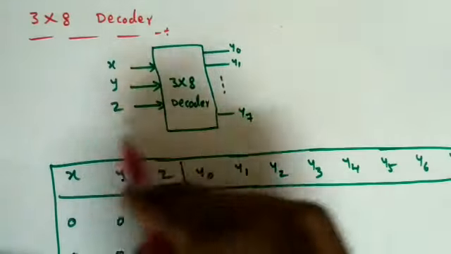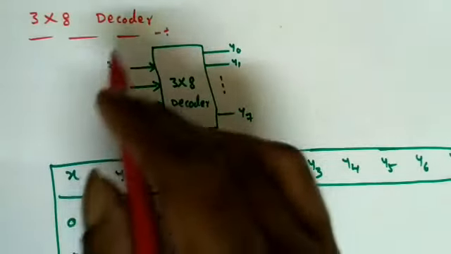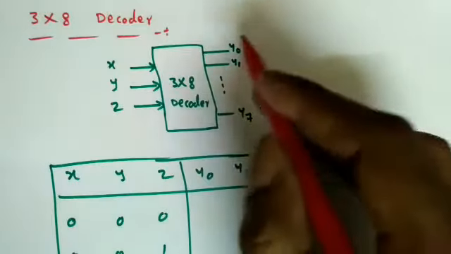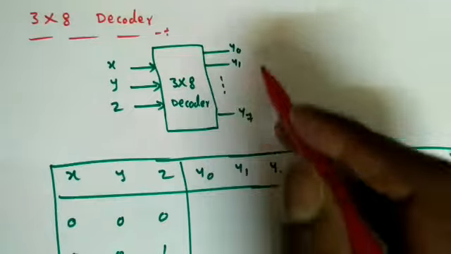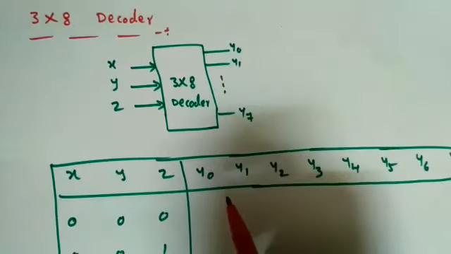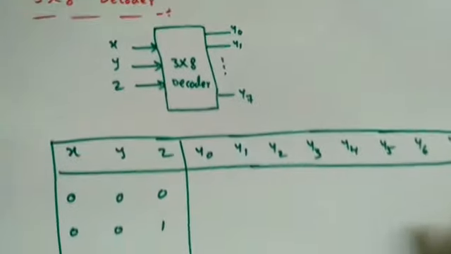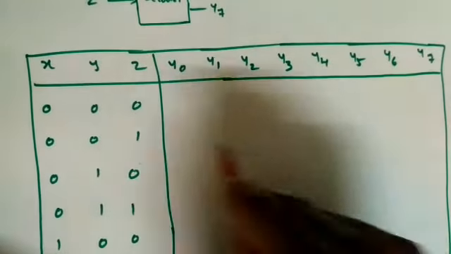So it contains 3 input binary data, or we can say 3 input binary, and it will convert it into 8 data lines, output lines, or we can say 8 data bits also, right? So what is the operation? Very similar to this 2x4 decoder.